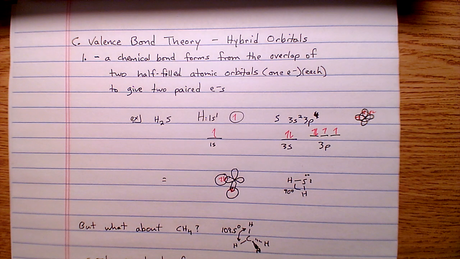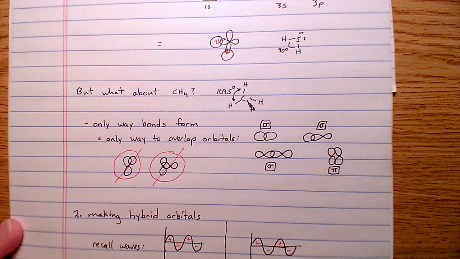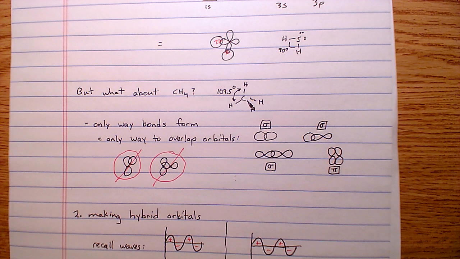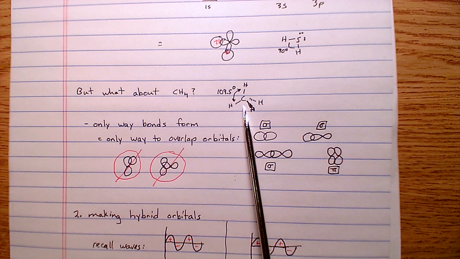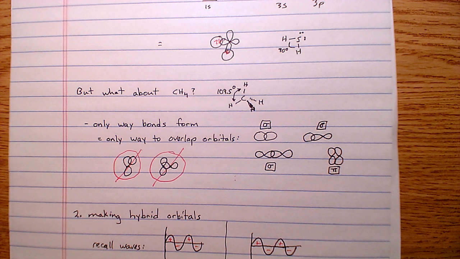But what happens when we get to methane, CH4? Now we're going to have a bit of an issue. Because recall, when you do VSEPR theory on CH4, we find that it is tetrahedral. We've got 109.5 degree angles here. Now, how are we going to get 109.5 degree angles when we know that p orbitals are 90 degrees away from each other? They form 90 degree angles with each other.